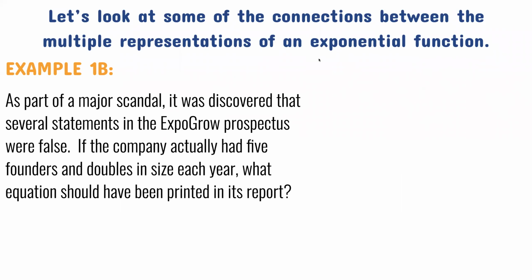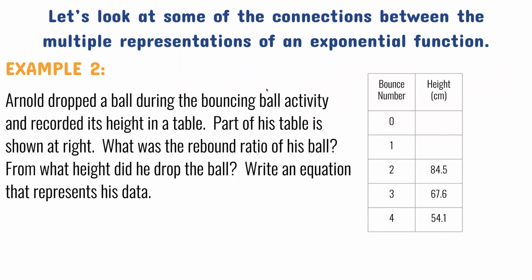Let's try our next example. Example 2. So Arnold dropped a ball during the bouncing ball activity and recorded its height in a table. Part of his table is shown at right. What was the rebound ratio of his ball?